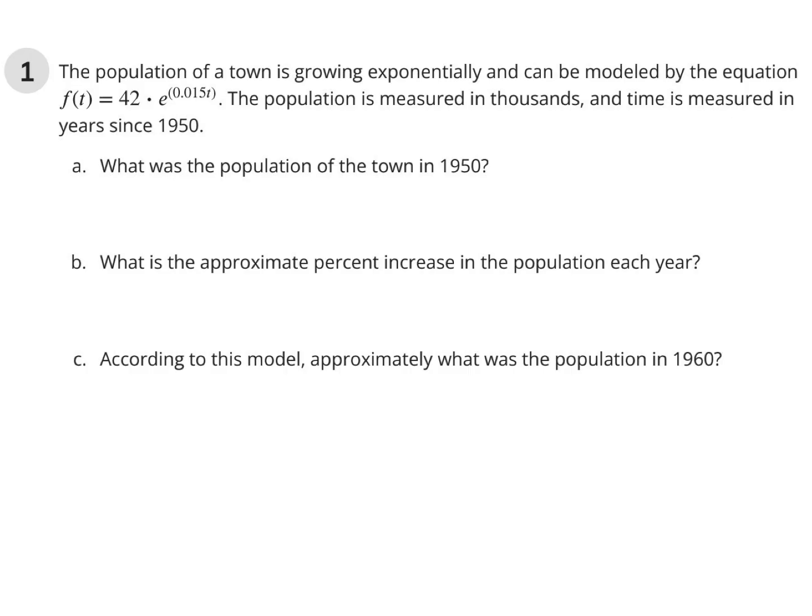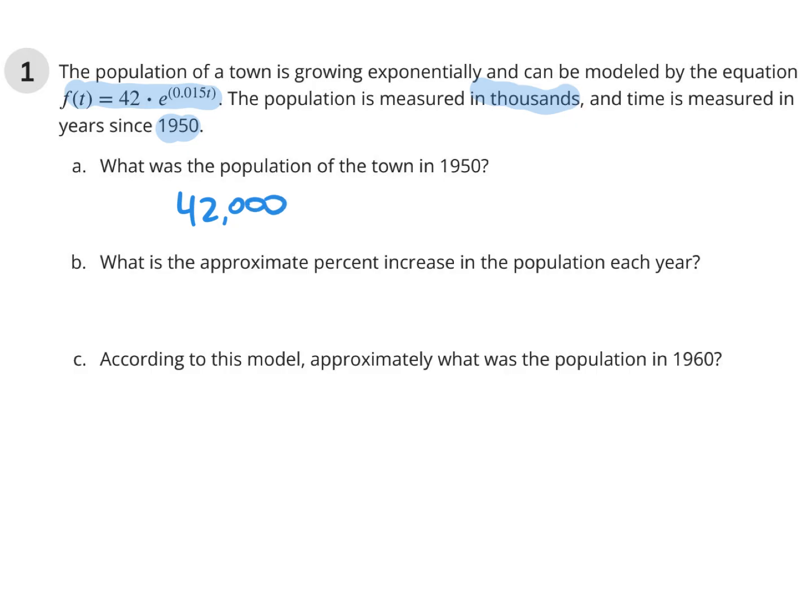Okay, the population of a town is growing exponentially and can be modeled by the equation given here. The population is measured in thousands. That's important. People forget about the units. So this 42 means 42,000. And time 0 is 1950. So this is another important number. All right, so what was the population of the town in 1950? So obviously it was 42,000.